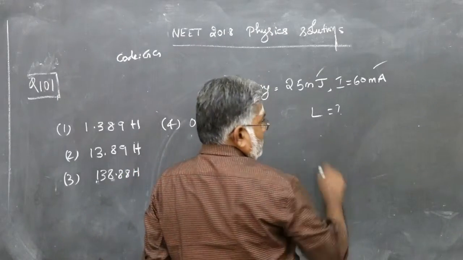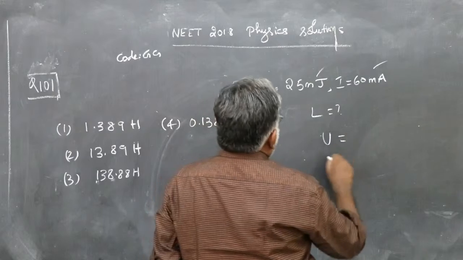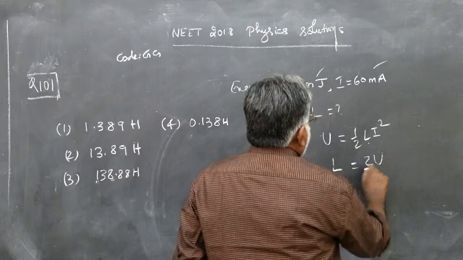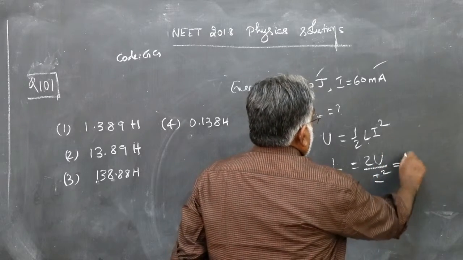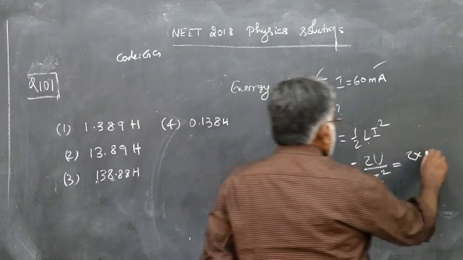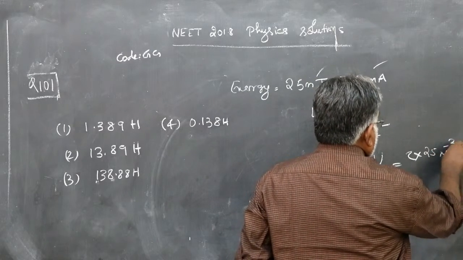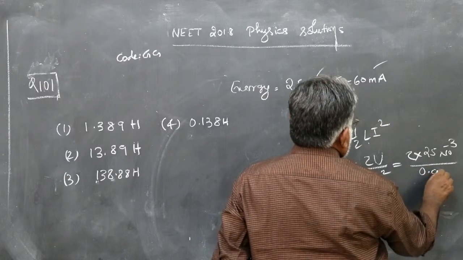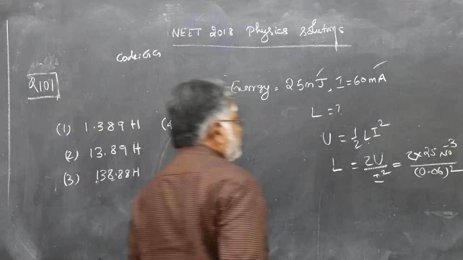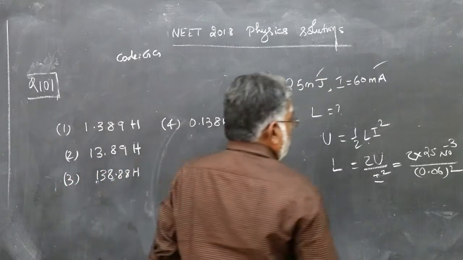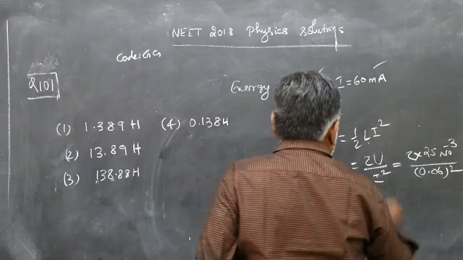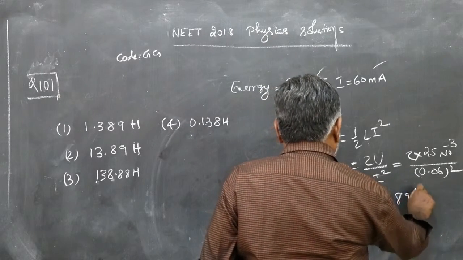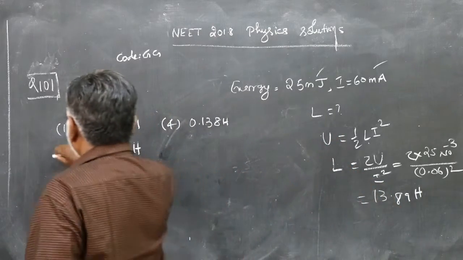Magnetic energy stored is half L I squared. We are supposed to find L. L is 2U by I squared. So 2 into U, 25 milli, so 25 into 10 power minus 3, over I squared, this is 0.06 squared. You will have to simplify this. On simplification it will give you around 13.89 Henry. So option 2 is correct.